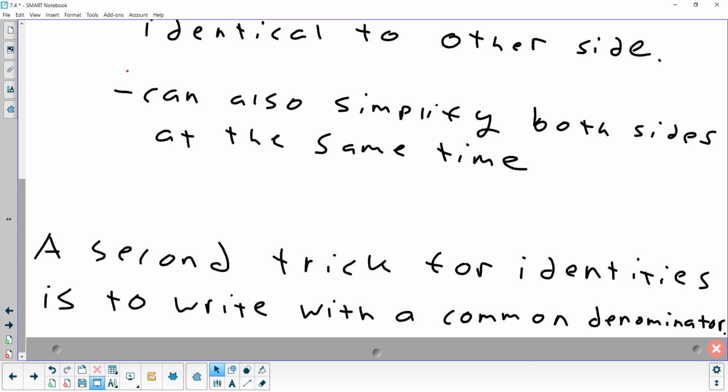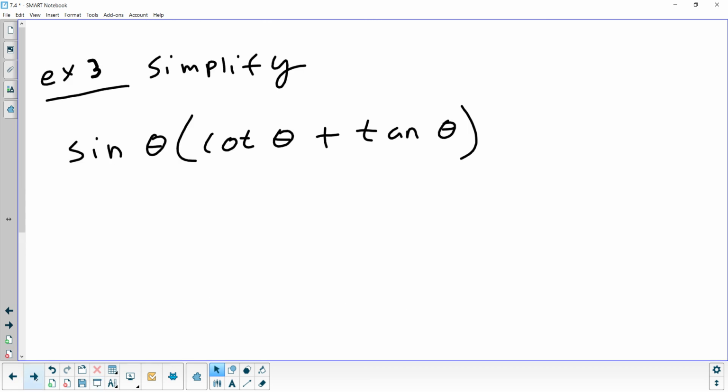All right, so let's try one more simplify. Again, that's kind of the open-ended question where you just go at the problem and keep going until you think you're done. And then we'll do a verify. All right, so let's simplify this. Sine times, in parentheses, cotangent plus tangent.